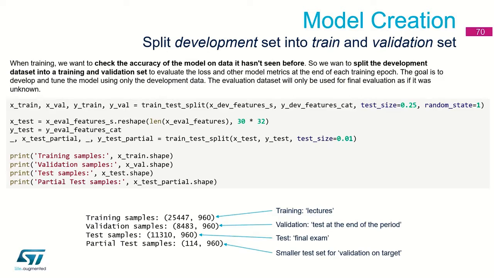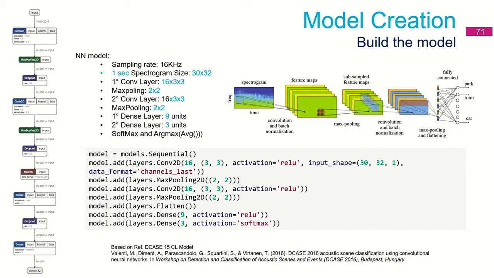Because of practical reasons, we need to limit the amount of data. And what is very nice for Python and Keras, this quite complex operation is done using only one line of source code here.